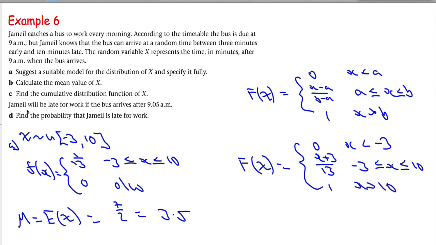And then finally it says here that Jamil will be late for work if the bus arrives after 9:05 AM. So I want the probability if it's after 9:05, so any time after 9:05. Now it could arrive between 5 and 10 minutes late, which means the width of the bar is equal to 5. So we're going to do 5 times the height of the bar, which is 1 over 13. 5 times 1 over 13 will give me 5 over 13.